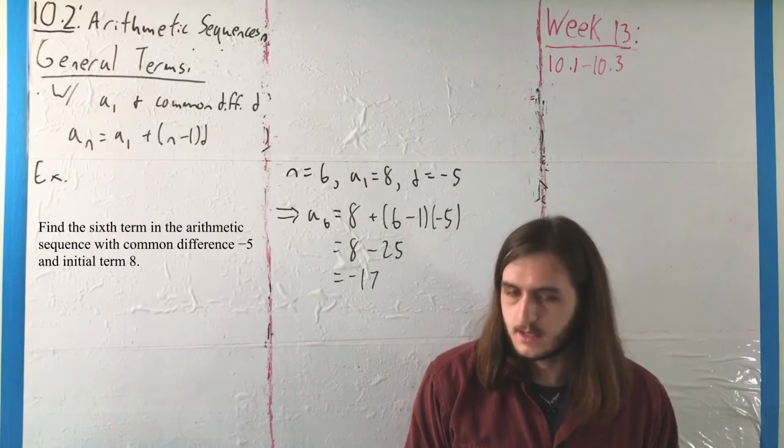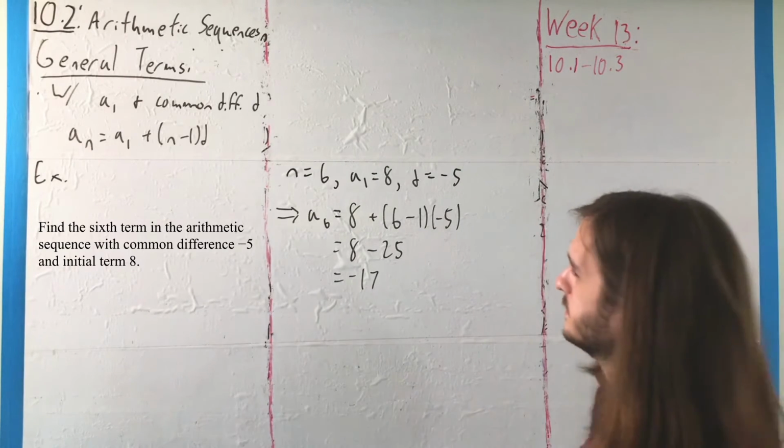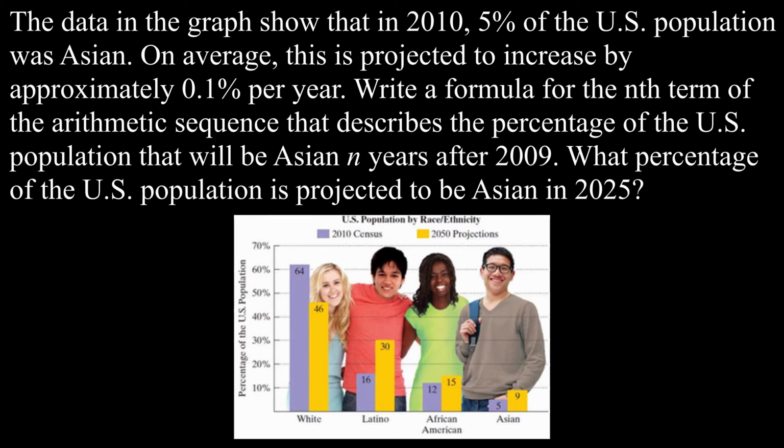This is pretty basic stuff, so actually let's do one more quick example here where we look at it in more of an applied context. A bit more meat on it, as it were. So for this example, we have that the data in the graph show that in 2010, 5% of the US population was Asian. On average, this is projected to increase by approximately 0.1% per year. And what we want to do from here is write a formula for the nth term of the arithmetic sequence that describes the percentage of the US population that will be Asian n years after 2009, and to figure out what percentage of the US population is projected to be Asian using this model in 2025.